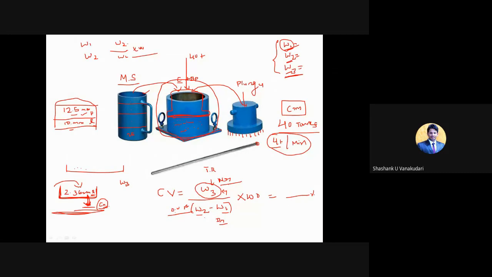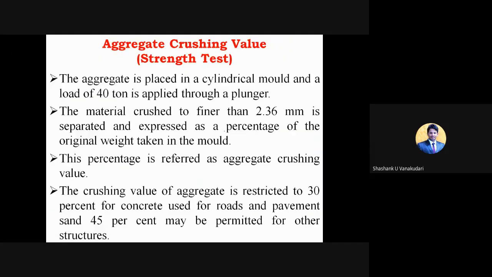But the meaning will remain the same, right? W2 is nothing but the aggregates which are passing from this 2.36 mm sieve. W1 in the sense is the original weight of the aggregate which is present in this cylinder. So that's the reason how we are going to write the formulas. Once you get this crushing value, you need to compare that one, depending upon the various formations.